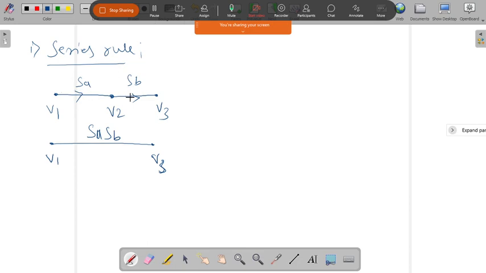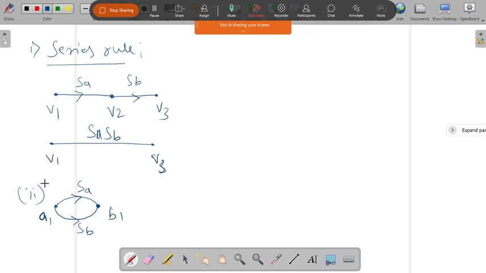Now the next one: if the signals are in parallel, say, going from the same node. If I have nodes A1 and B1, and say SA and SB are both going in parallel from A1 to B1.